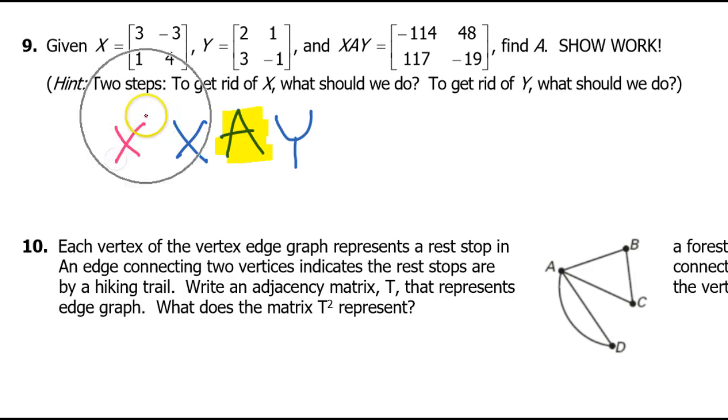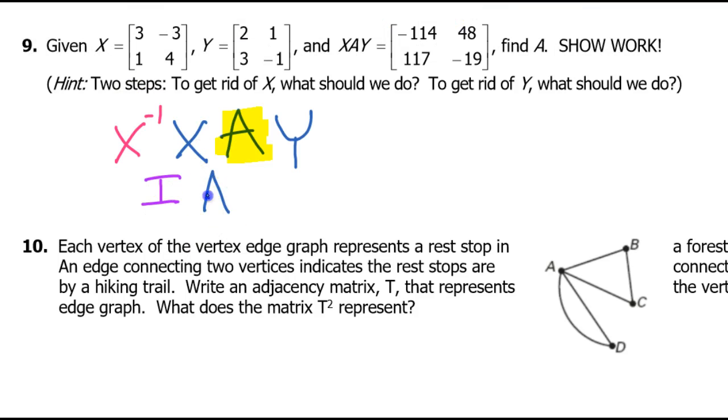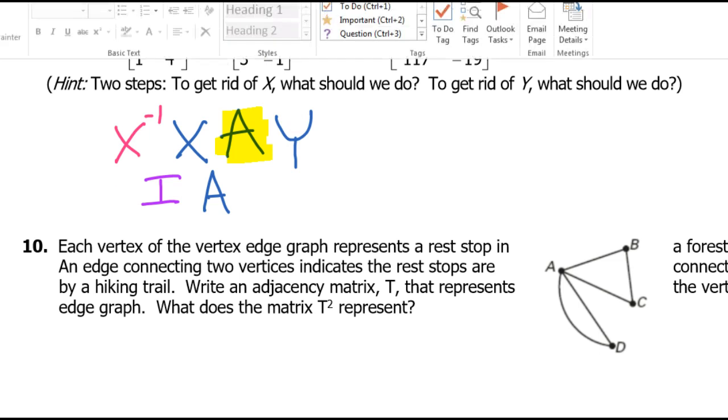The inverse. If I multiplied on the left by x inverse, then those would cancel each other out. I mean, when I say cancel each other out, technically I mean that would make the identity matrix. So far that would give me the identity matrix, and then I'd have matrix A. What would I have to do to make the y go away? I would have to do the inverse of that too.